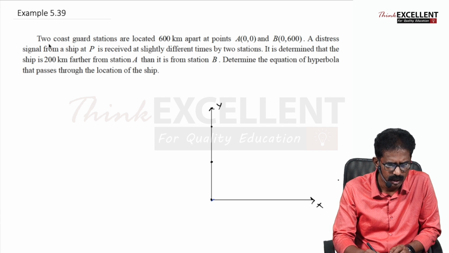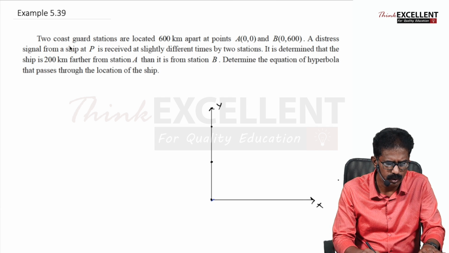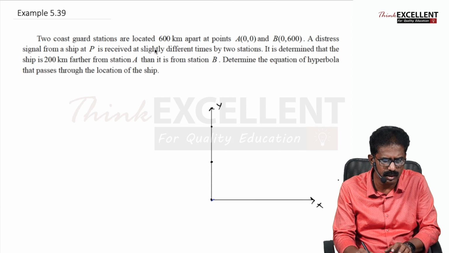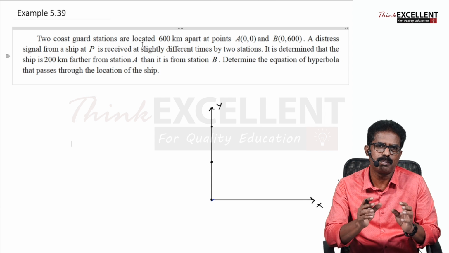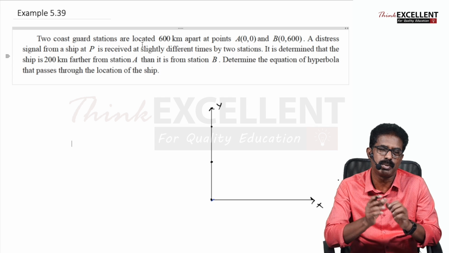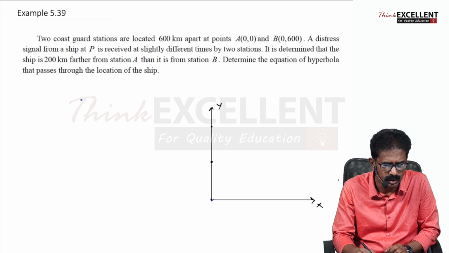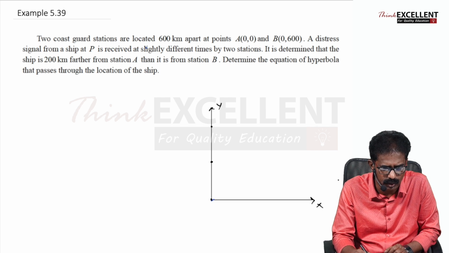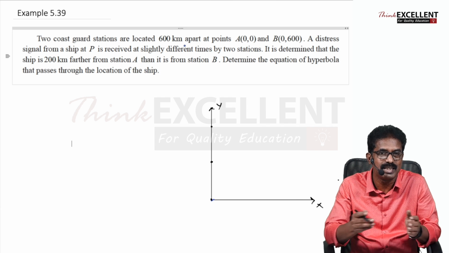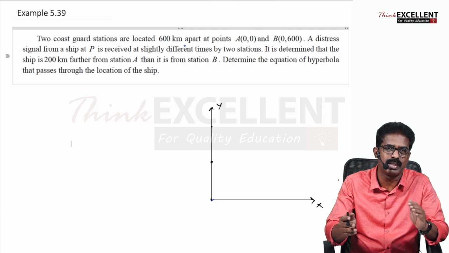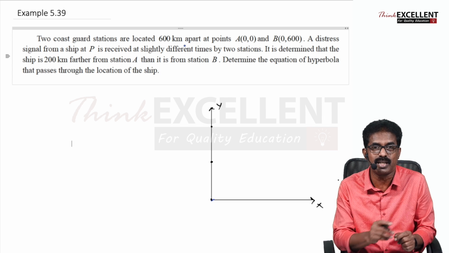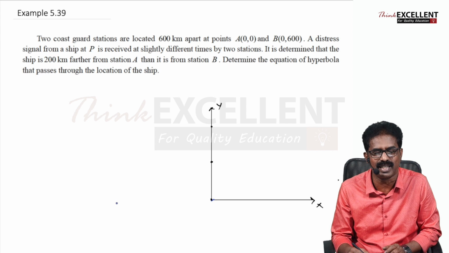See this one, two Coast Guard stations are located. For these type questions, the two are normally the foci, because they're fixed points, right? So two Coast Guard stations are located 600 kilometers apart. In the previous question they said 10 kilometers apart, so we took plus 5 minus 5 as we liked, but here they have given the position, so you can't take 300 minus 300.